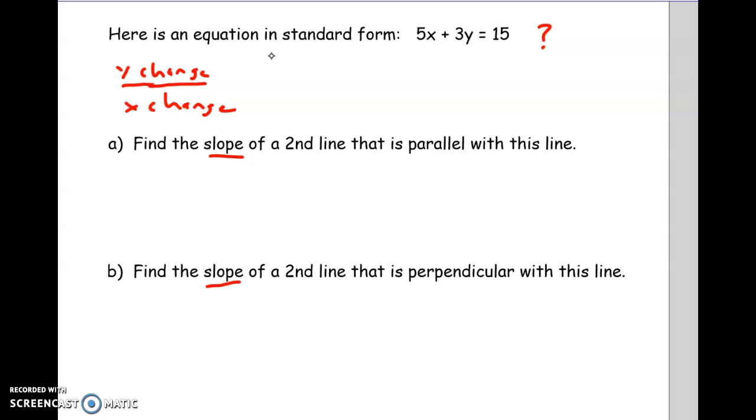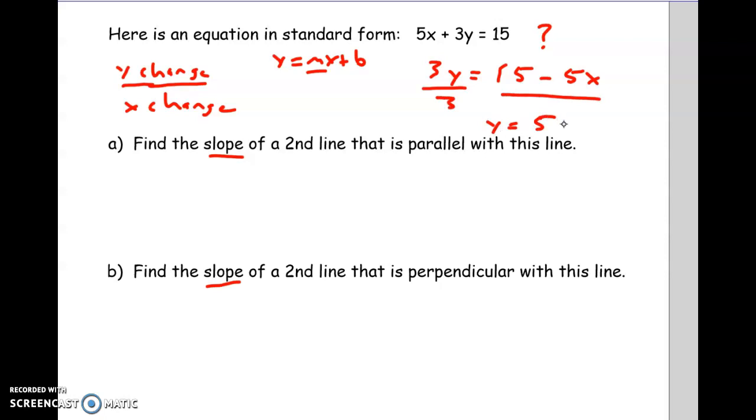And to do that, the easiest way is going to be to put it in mx plus b form, right? Because once you have it in that form, whatever is in front of x is our slope. So it would be 15 minus 5x. Take away 5x from both sides, then divide by 3. So we get y equals 5 minus 5/3 x. Okay, so our slope for the original line up here is negative 5 over 3.